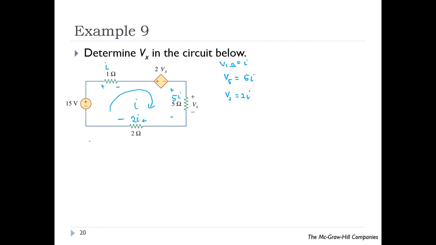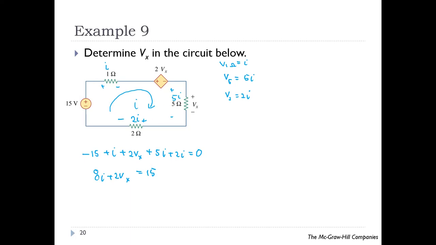Okay, so writing the KVL equation: minus 15 plus I plus 2Vx plus 5I plus 2I equals to 0. You have there 5, 6, 7, 8. 8I plus 2Vx equals to 15. Okay, 8I plus 2Vx equals 15.